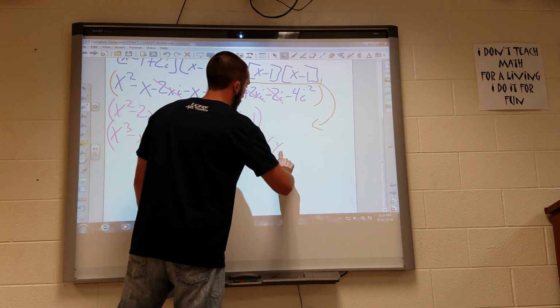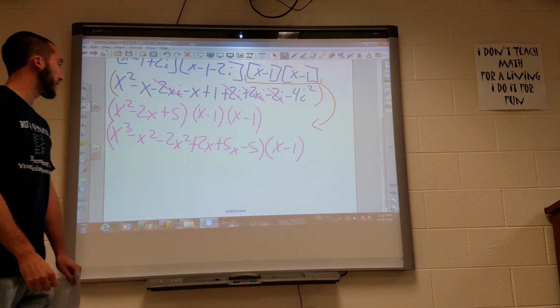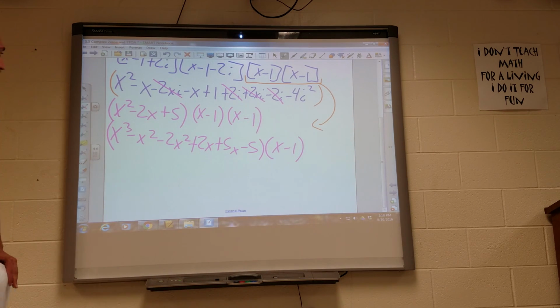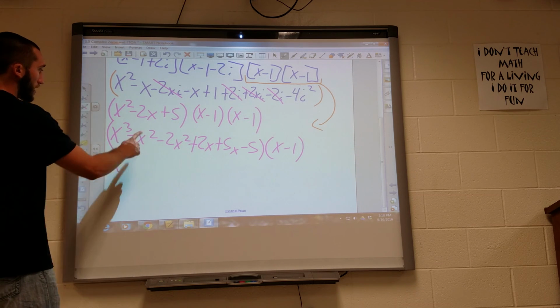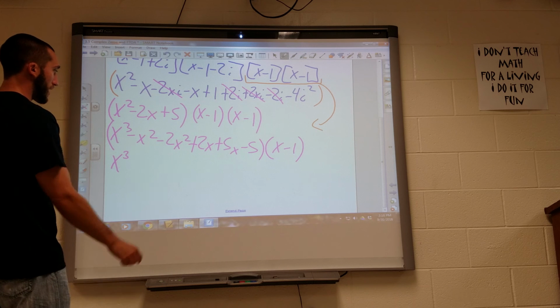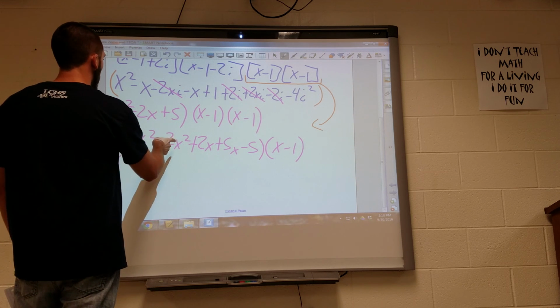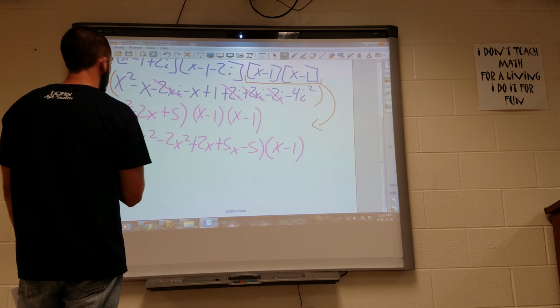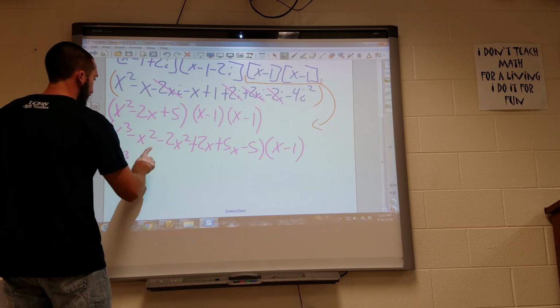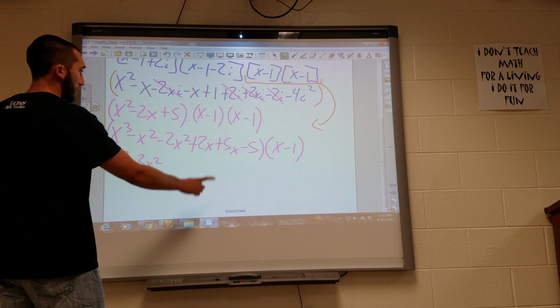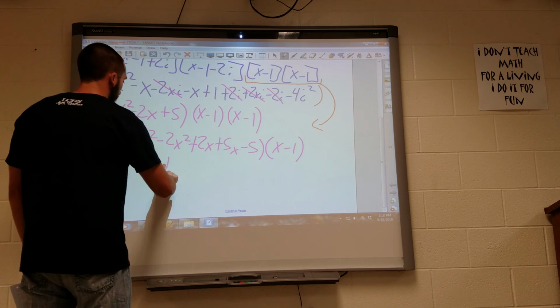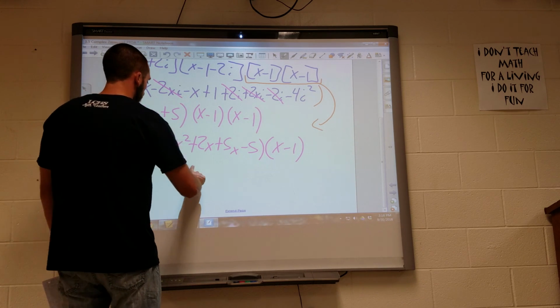And I still have one more x minus 1 to distribute in. First, let's simplify. I only have one x cubed term. Here I have a negative x squared and another negative x squared, so that gives me minus 3x squared. Here I have a positive 2x, positive 5x, and negative 5.